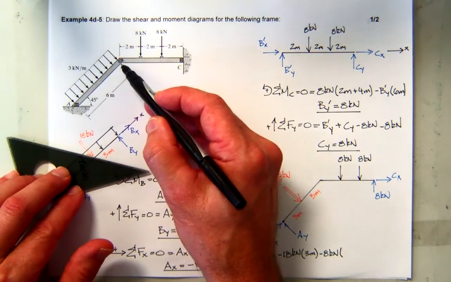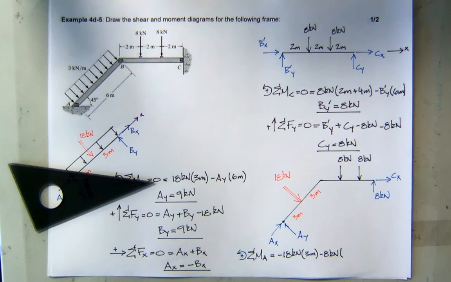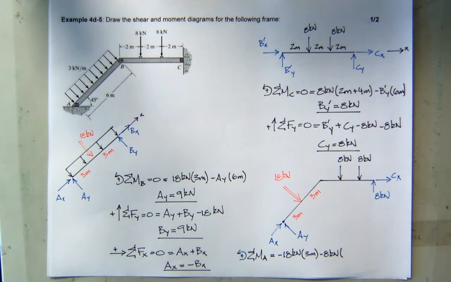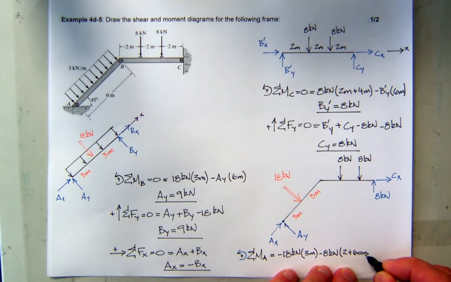I know the hypotenuse of this angle is 6, so what's going to be the horizontal distance? We know the cosine of 45 is that side over 6, plus this here. So what is the side? 6 times cosine 45, plus 2. What is the cosine of 45? It's about 0.7, but I'm just going to write it that way. So it's going to be 2 meters plus 6 times the cosine of 45.